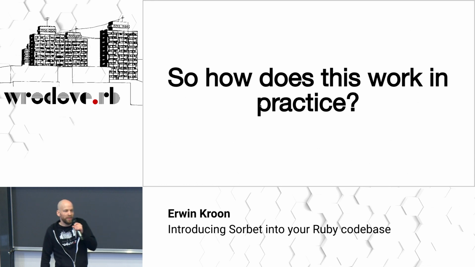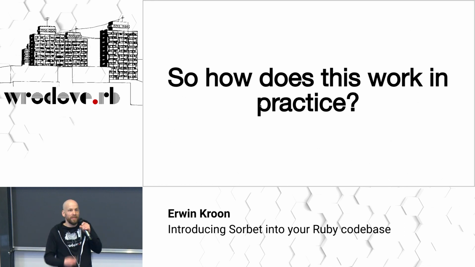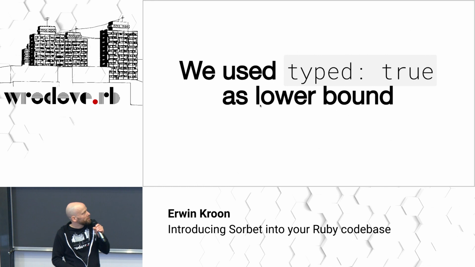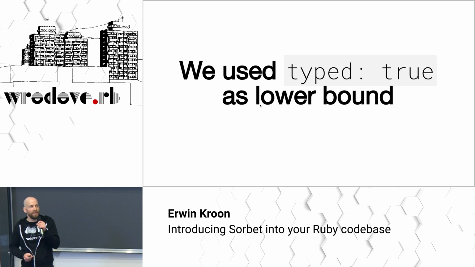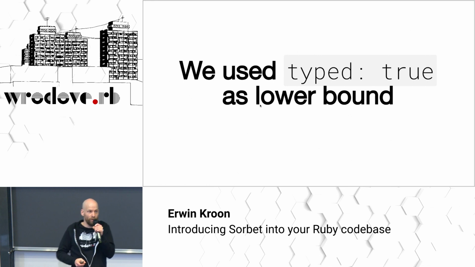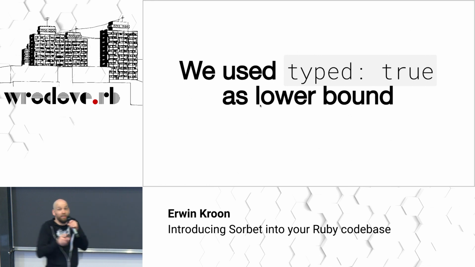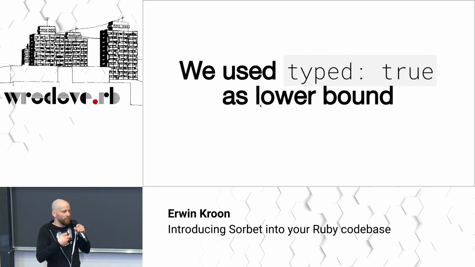So let's get to the more practical side of this. Like we did this implementation, and I think we are quite far at GitHub. But we used typed: true as a lower bound. We didn't use strict because, well, I don't know actually, it was an above-my-pay-grade decision, and I also had no clue about this at the point I started working on it. Because the lower bound was typed: true, we don't have to write signatures, but we still have to do some mangling and so on.